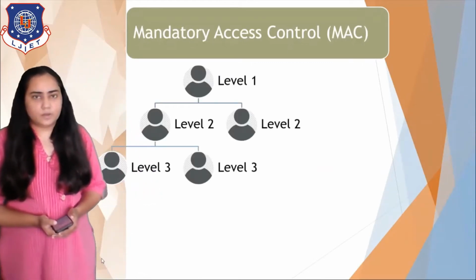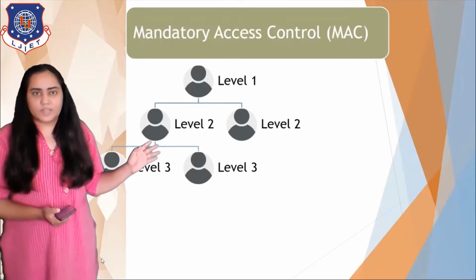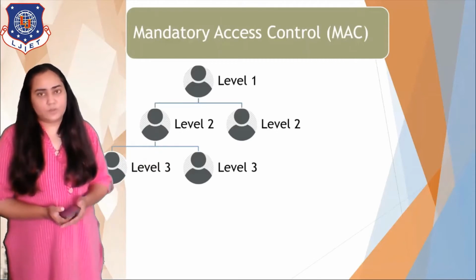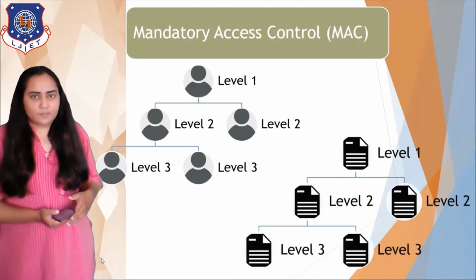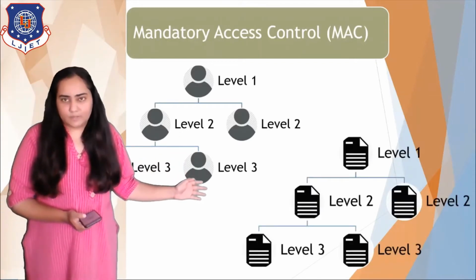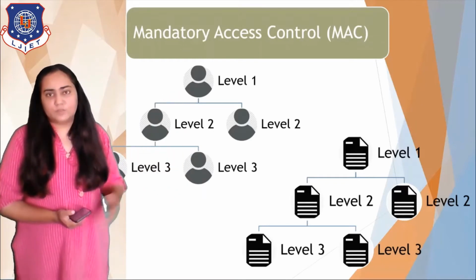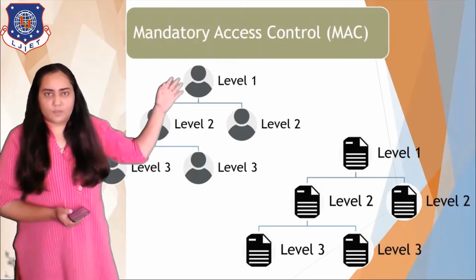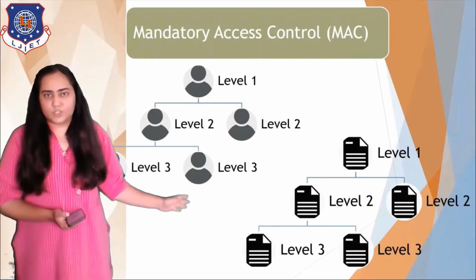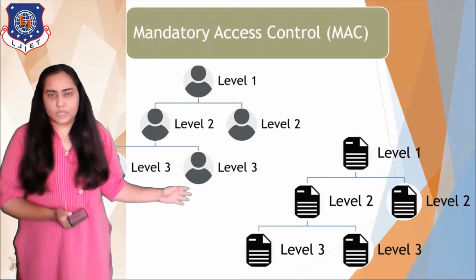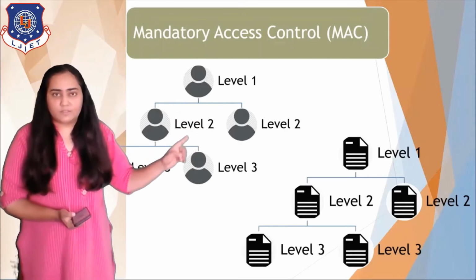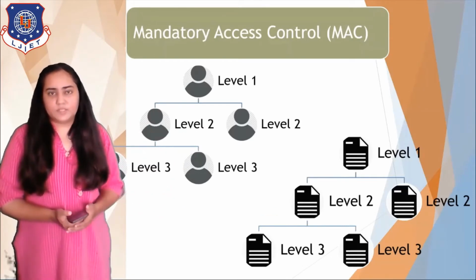You can see here users are divided into all these types of levels. So there's a level 1 user, level 2 user, level 3 user, and just like that, files are also divided into levels. So there's a level 1 file, level 2 file, level 3 file. Only if the user is at level 1, he can access all the files from level 1 to 3. And the same way, if the user is on level 2, he can access every file on level 2 and below. So this is how mandatory access control works.